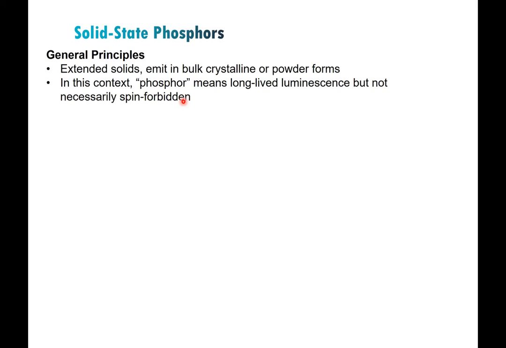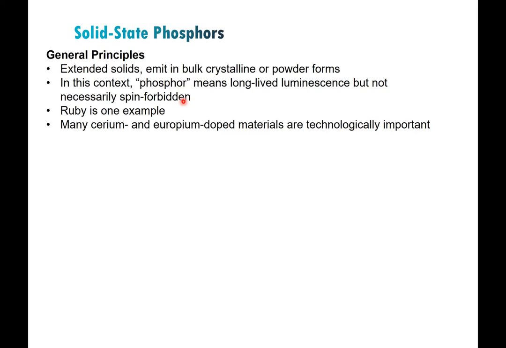So they don't use the word phosphor or phosphorescence in the same way that we do, but it does typically mean long-lived luminescence. So we just talked about ruby a little bit ago, so that's one example of a solid-state phosphor where it would actually be phosphorescent. But there are other types that are especially used in things like LEDs, and so there are those LED materials, which are of the type that Jacoa's group studies and many others, are often cerium and europium doped materials.